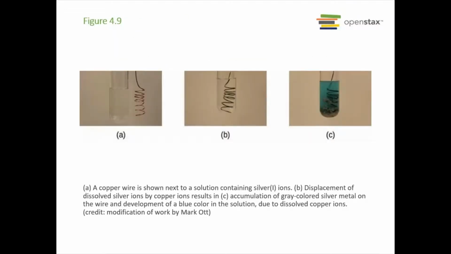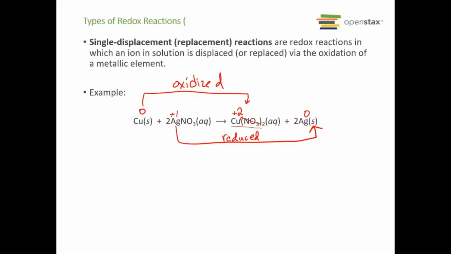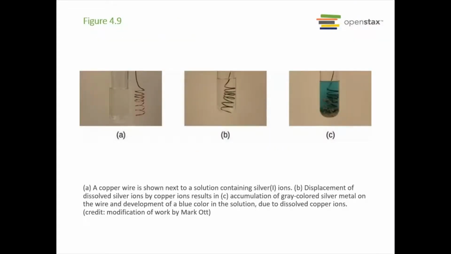This is what this reaction actually looks like. You literally see the copper nitrate. Copper generally has a blue tint to it, fun fact. So you end up forming this really pretty blue liquid, as well as a silver metal that comes out of solution.